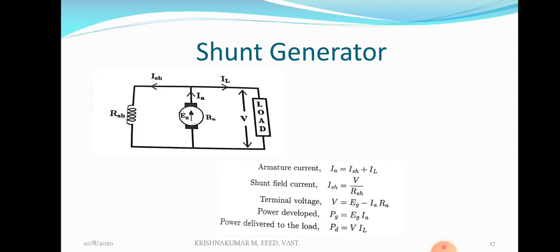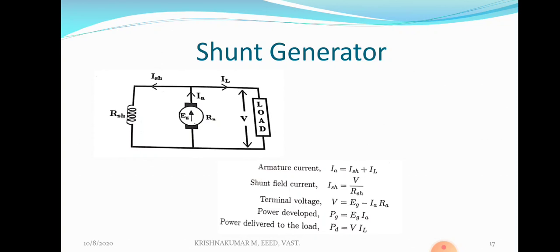At a particular point, IA is split into two. One section is flowing through the load and the other section is flowing through the shunt field. Therefore, we can say IA is equal to ISH plus IL. Such a division doesn't take place in the case of a separately excited generator.